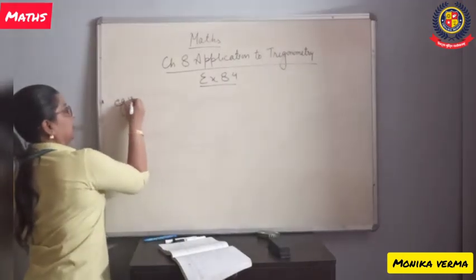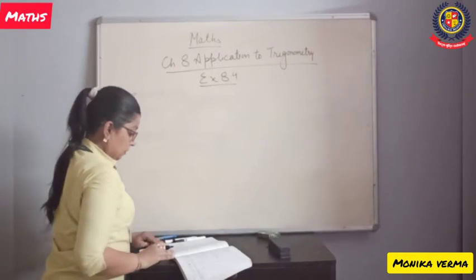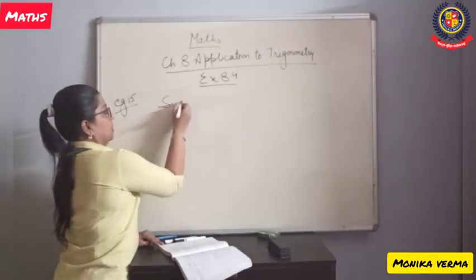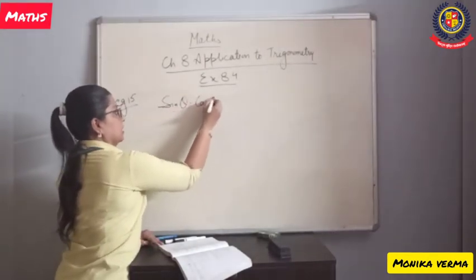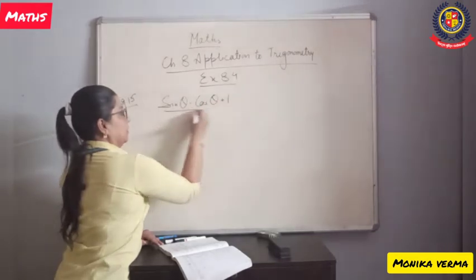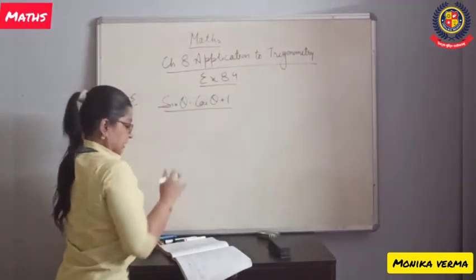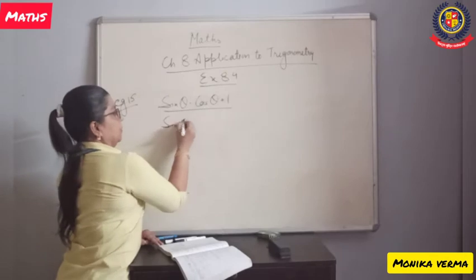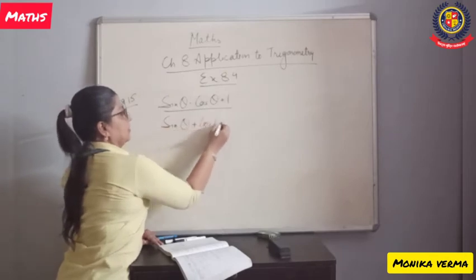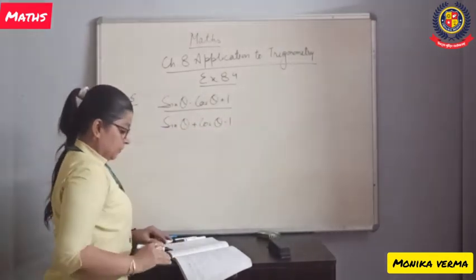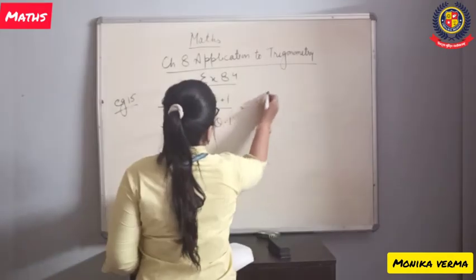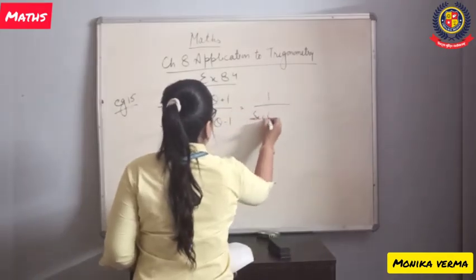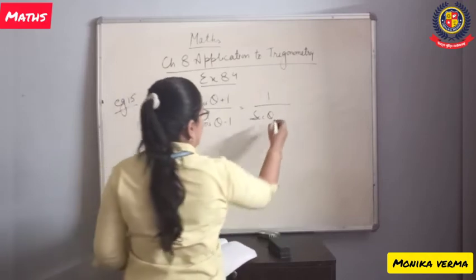Example 15. Sin theta minus cos theta plus 1 upon sin theta plus cos theta minus 1 is equal to 1 upon sec theta minus tan theta.